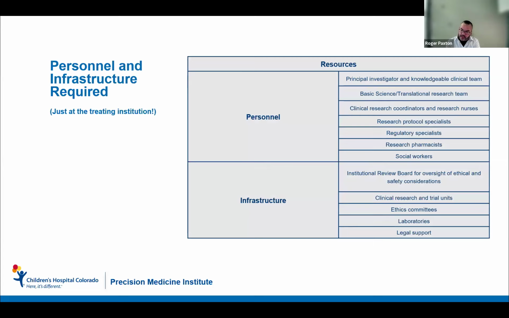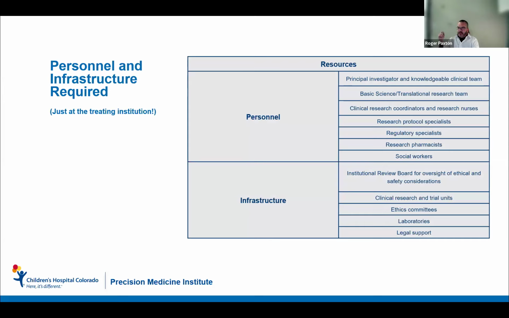So of course, this involves a great deal of personnel and infrastructure that are required. And note that this slide is only thinking through personnel and infrastructure required at the treating institution. And again, this is not all encompassing.